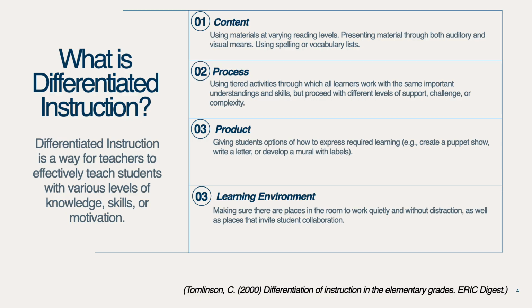The first is content, the content of your instruction. So that would be, for example, using materials at varying reading levels. Not all students are the same. To teach just a set lesson to all your students is really shortchanging some of your students that may not have the ability to keep up with that lesson. So it's using materials at varying reading levels.